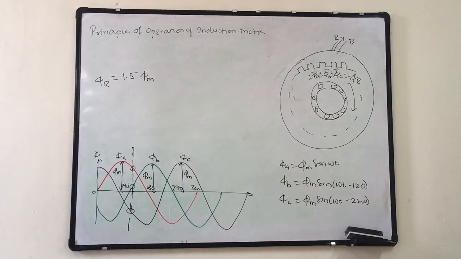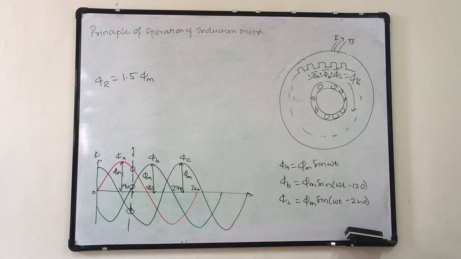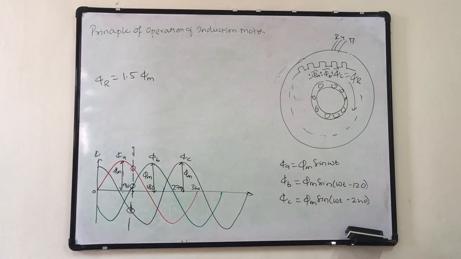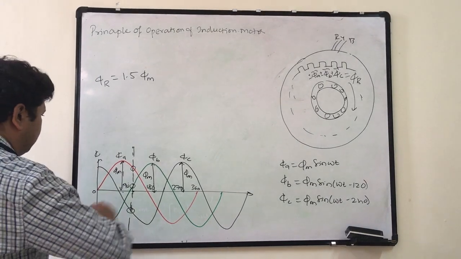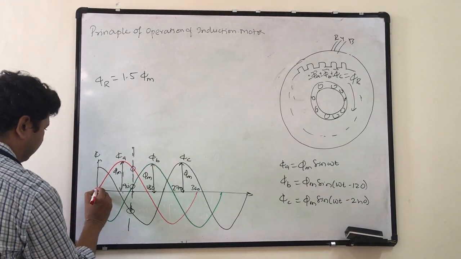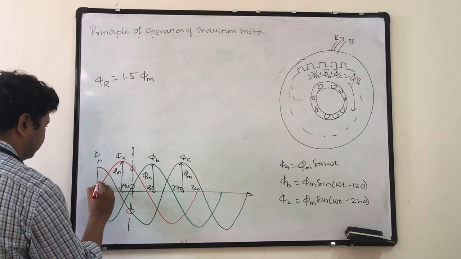Okay. I will draw that with some other ink. So I will get a constant amplitude magnetic field.